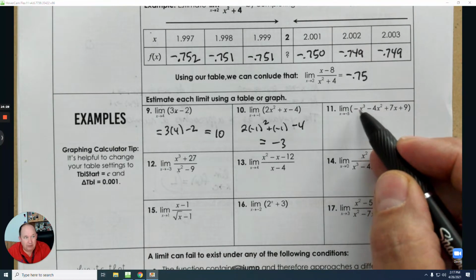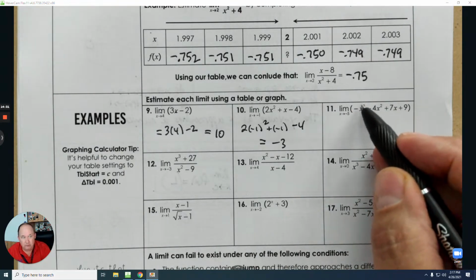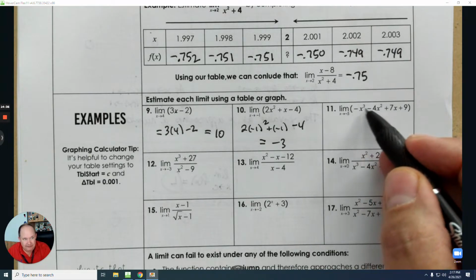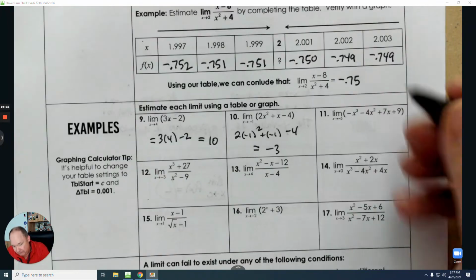Again, these are all polynomials. These are positive whole exponents, no restrictions. And so you can just evaluate at the number to find the value of the limit.